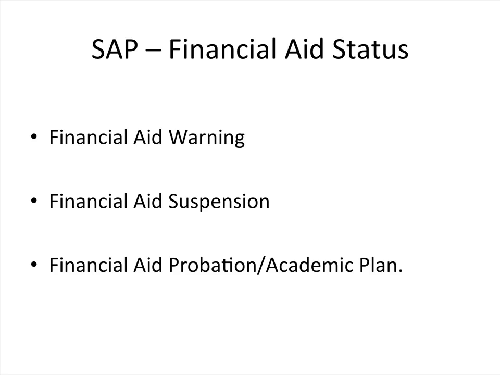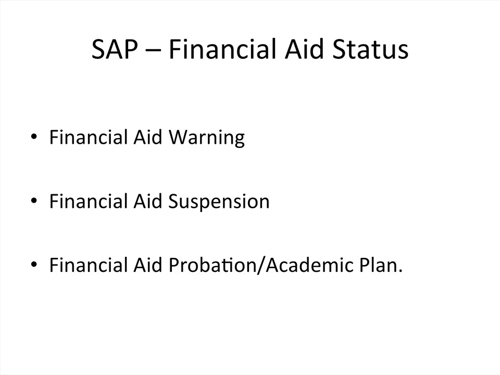When students are not meeting either one of those qualities, then we run into SAP issues. And so if they're not making good standing, or if they're not meeting the guidelines on page 15, then we're going to place them on either financial aid warning or financial aid suspension status. Financial aid warning is similar to the financial aid probation status that we have right now.